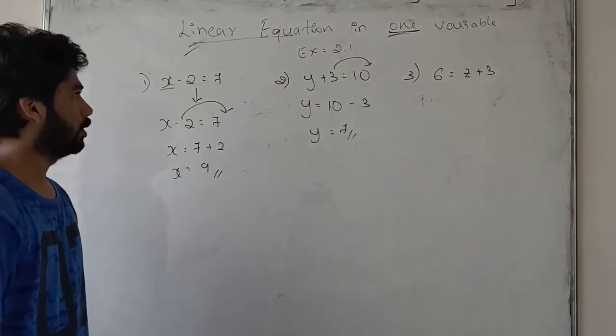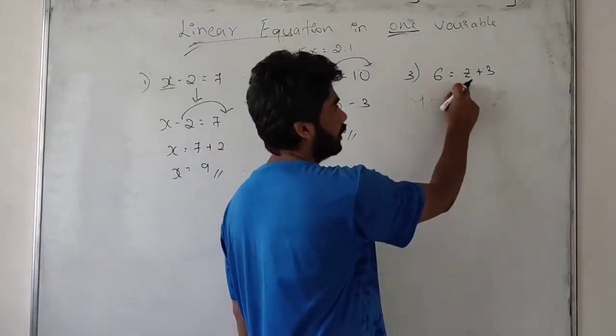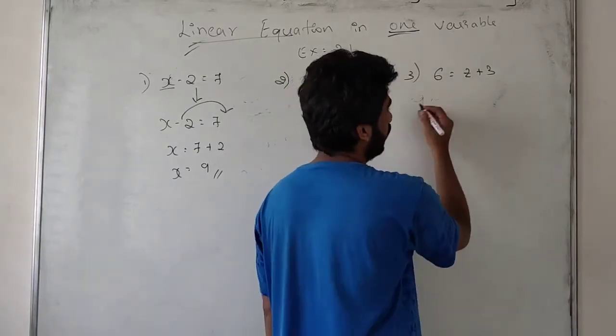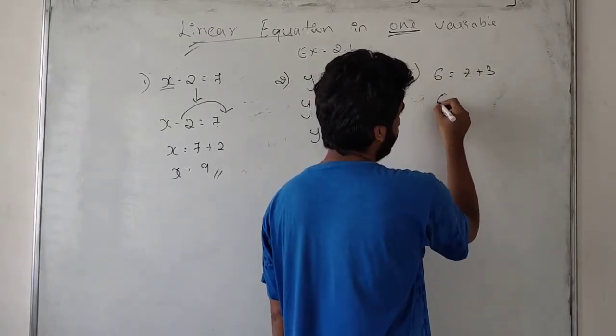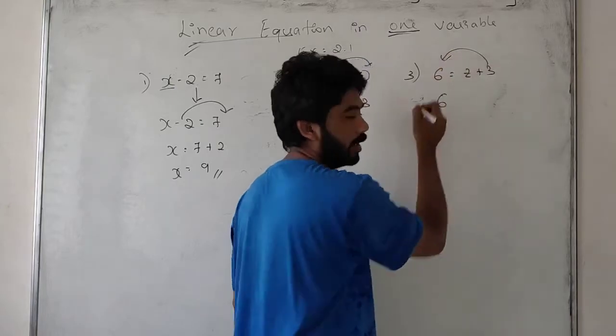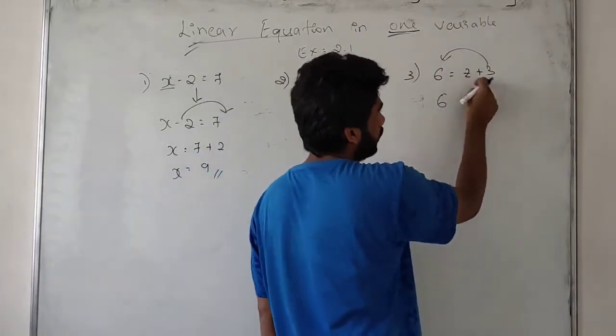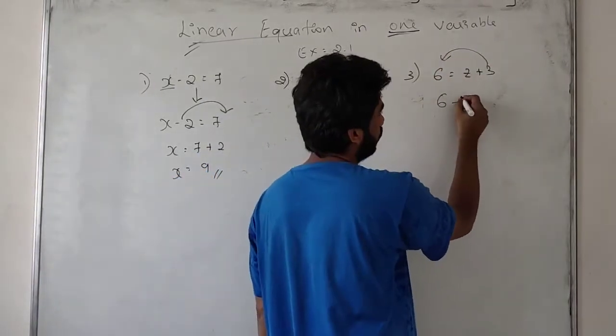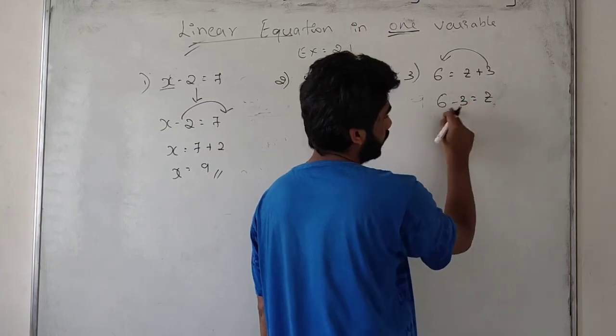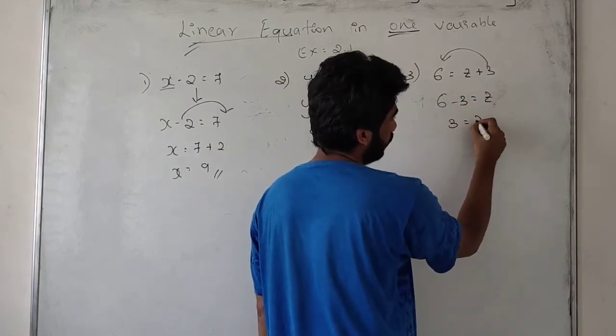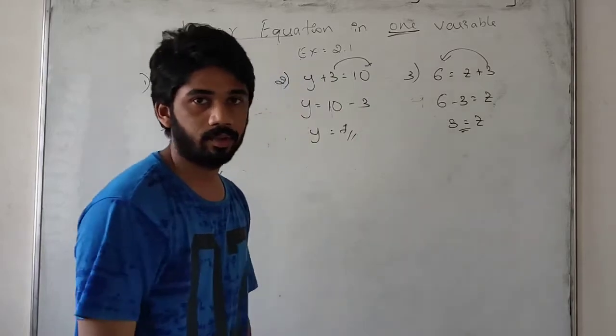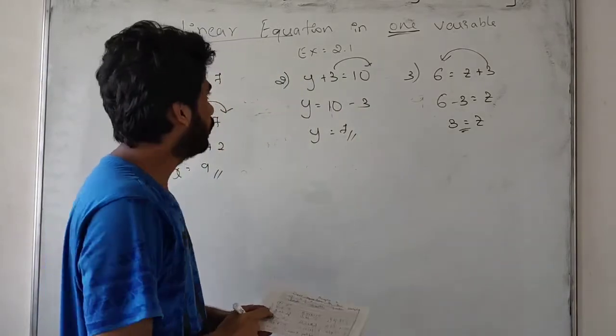Next one. 6 is equal to z plus 3. I want to shift 3 to this side. So plus 3, if you shift it to the other side, you will get minus 3. 6 minus 3 is 3, so 3 is nothing but z. This is the required solution. Please note it down.